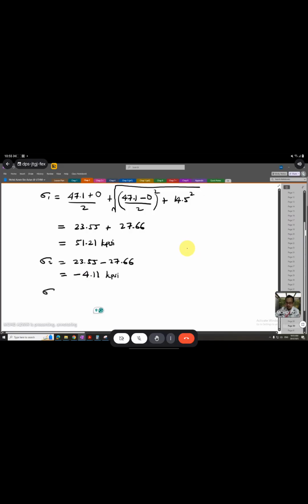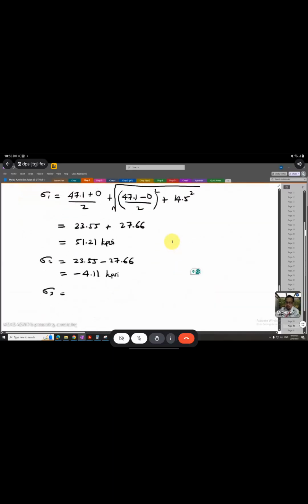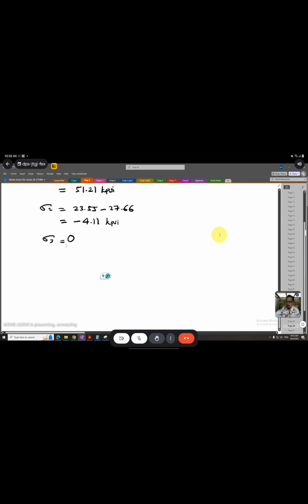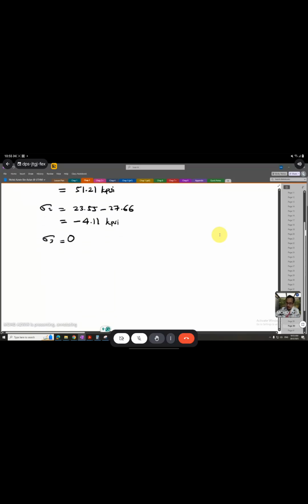And sigma 3, because sigma 3 is acting normal here, so there is no force at the top here. So sigma 3 is assumed 0. Okay, so this is all the principal stress that you already calculate. Sigma 1, 51.21. Sigma 2, negative 4.11. Sigma 3 is equal to 0.